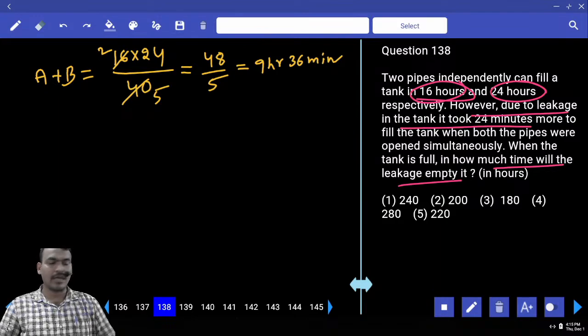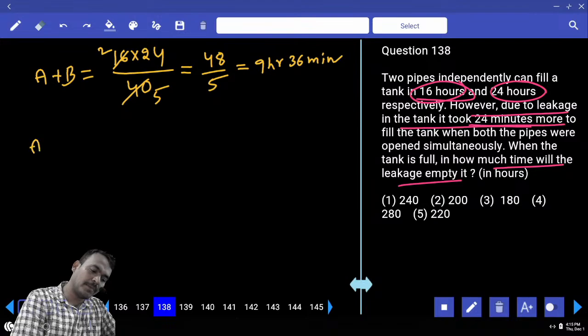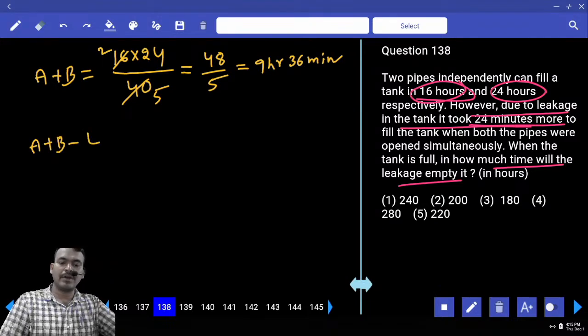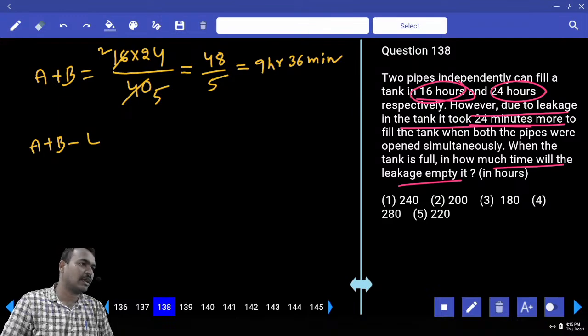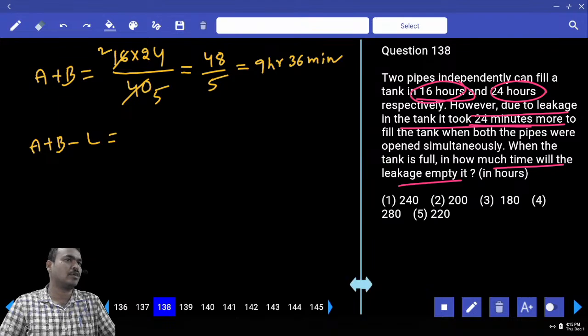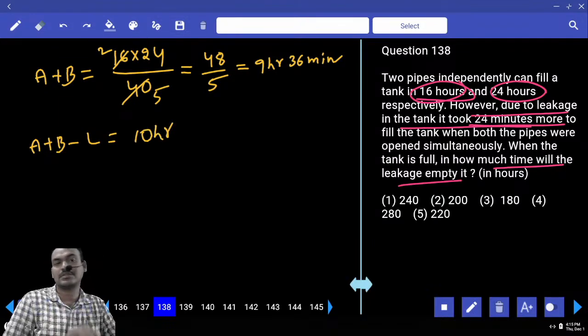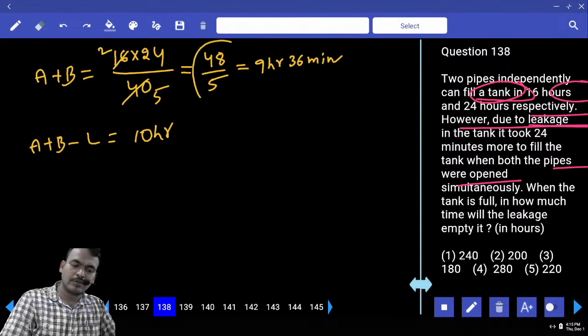Compared to the together time, how many minutes are extra taken? 24 minutes. Then we write A plus B minus leakage. How much time is extra taken? 24 minutes are extra taken. Already the together time is 9 hours 36 minutes. 24 minutes extra means A plus B minus L. How much time is taken? 10 hours. What is the together time of 2 pipes? 48 by 5.